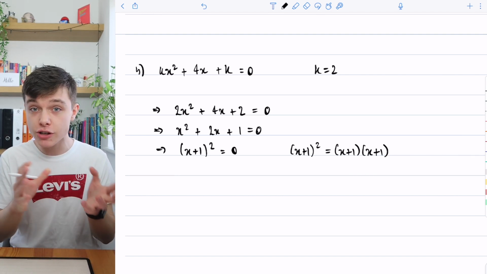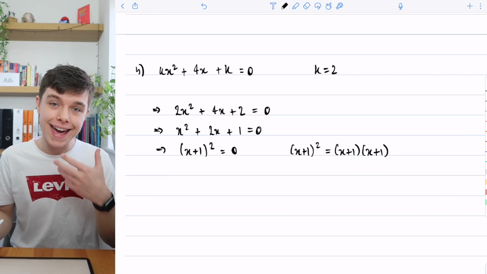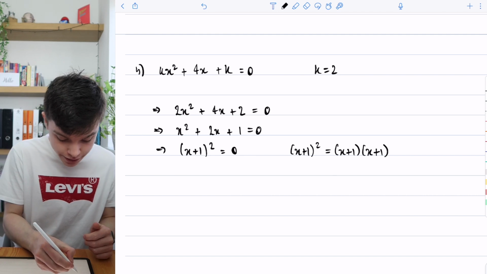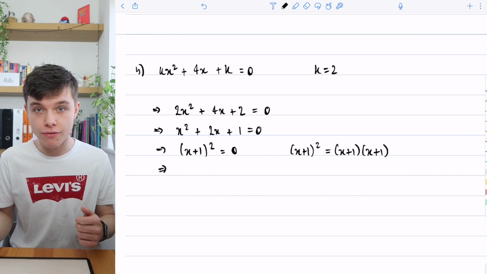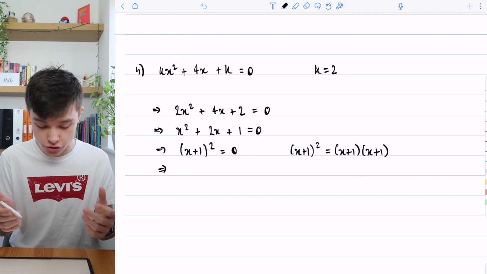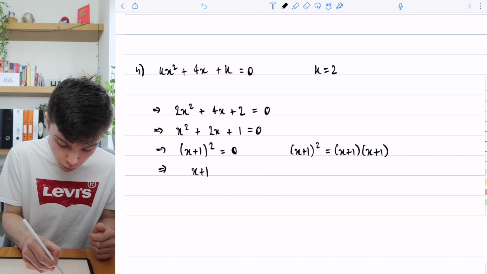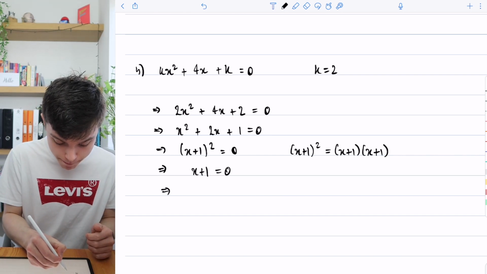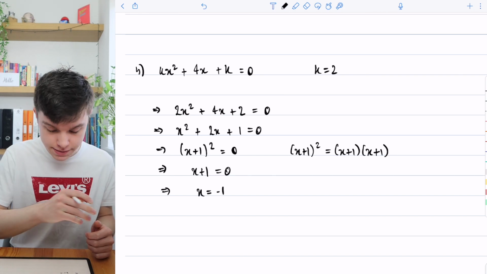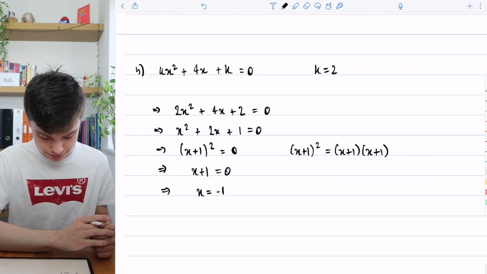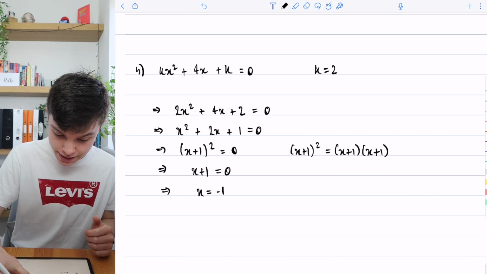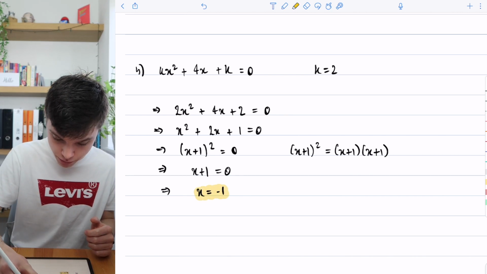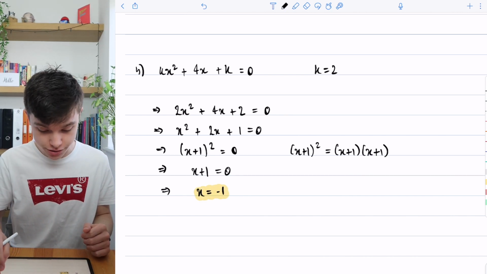So solving that, we can square root both sides. Here we do get a plus and minus, but because it's 0 on the right-hand side, that's just 0. So we're going to have x plus 1 is equal to 0 when we square root, and then we can just minus 1 from both sides. So x is minus 1. Okay, that is our x coordinate, but we need to find the y coordinate now.